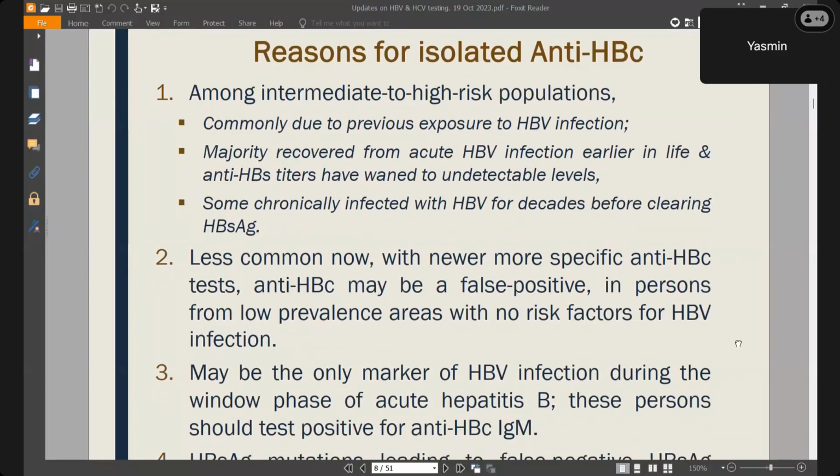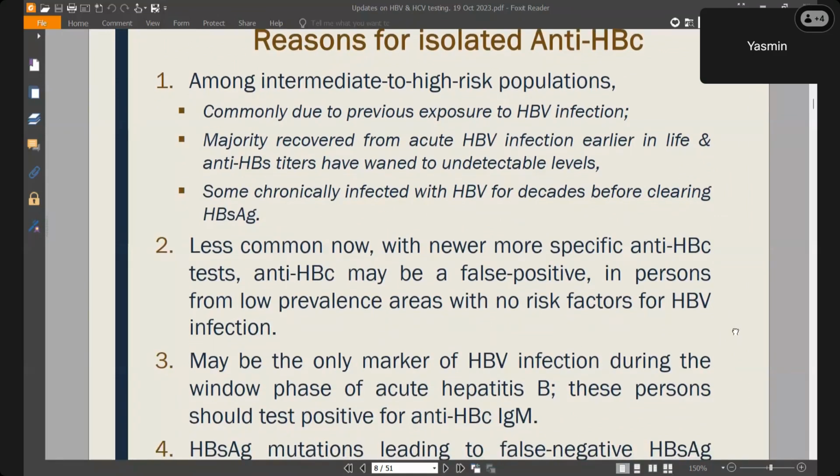Now, the thing I want to raise is the problem of isolated anti-HBc, because we find that in populations of intermediate or high risk. It's found commonly due to previous exposure to Hep B. The majority would have recovered from the acute infection early in life, and the anti-HBs, ironically, have waned to undetectable levels. You need to understand, our test kits have a limit of detection. So if the anti-HBs has gone down to almost undetectable level, then the only thing left is the core antibody, even though they have been exposed and recovered very early on. The core antibody will persist for life, but the anti-HBs has been known to come down to undetectable levels. In other words, it's there. It's just that our test kit is not able to detect it.